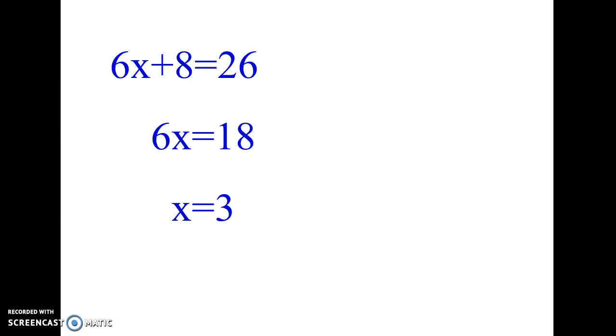So 6x plus 8 equals 26. You want to subtract your 8. So that's 6x equals 18. Divide by 6, and x equals 3.